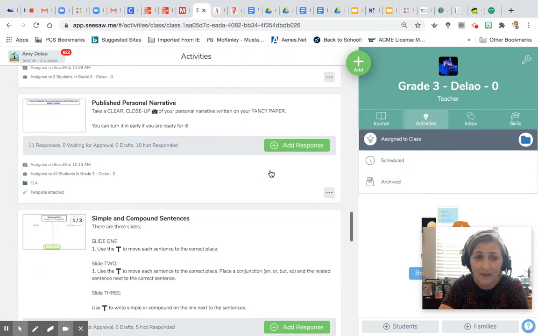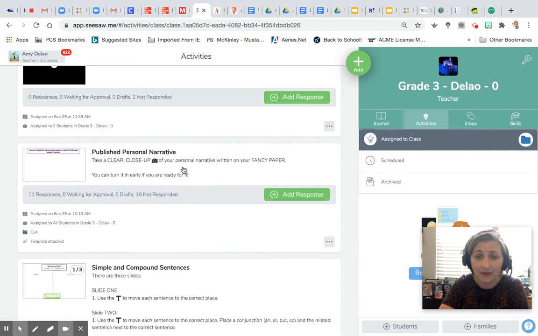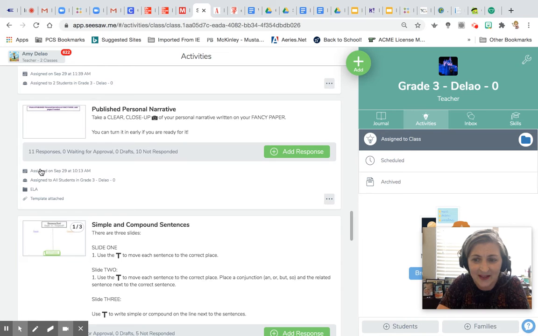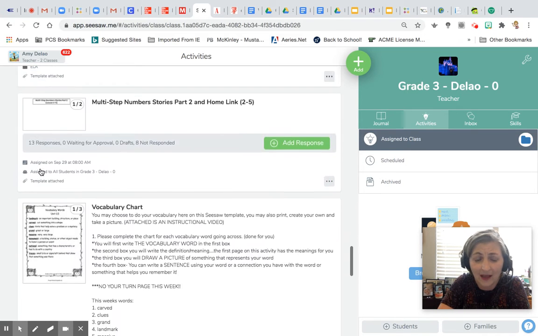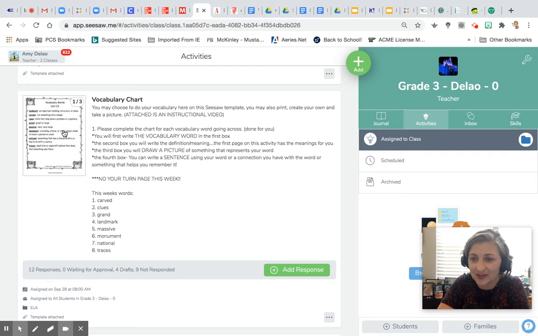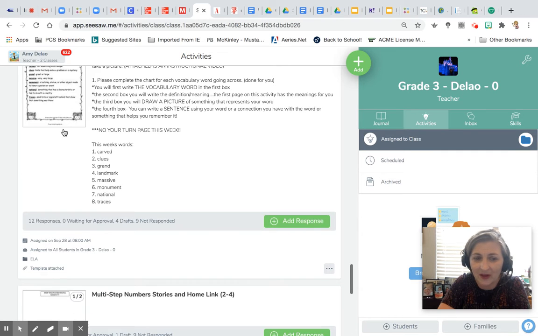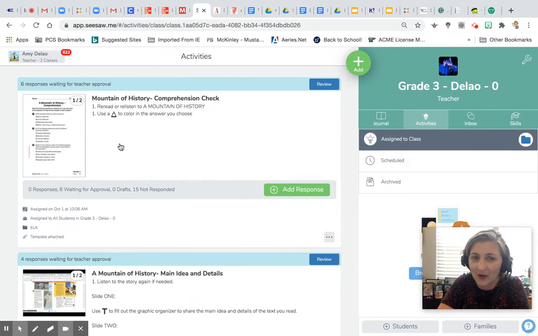we can share them. And the last most important thing, or last couple most important things, your personal narrative. It needs to be written on fancy paper by tomorrow so we can do our author's chair. So please make sure you do that. Make sure it's a really close-up picture so I can read that. And then your vocabulary charts are due tomorrow also, and you will have a vocabulary test tomorrow on SeeSaw.